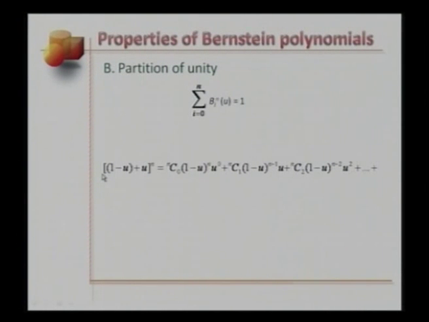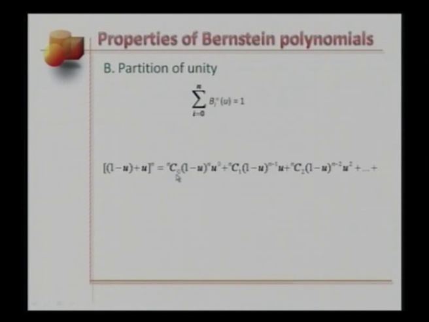What you do now is raise it by an exponent n. As you would know, again, the left hand side will be 1, but the right hand side can be expressed as a binomial expansion of (1 minus u plus u) raised to n. This is how it looks.